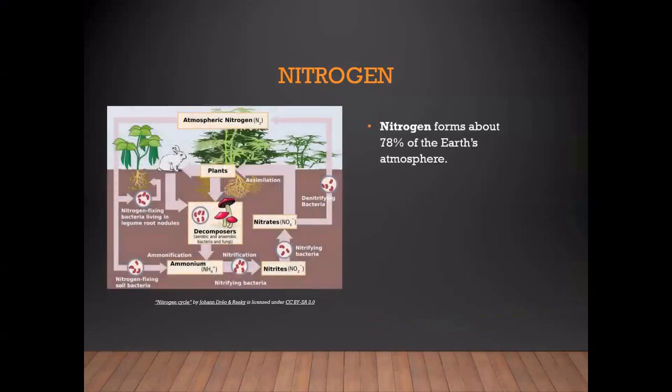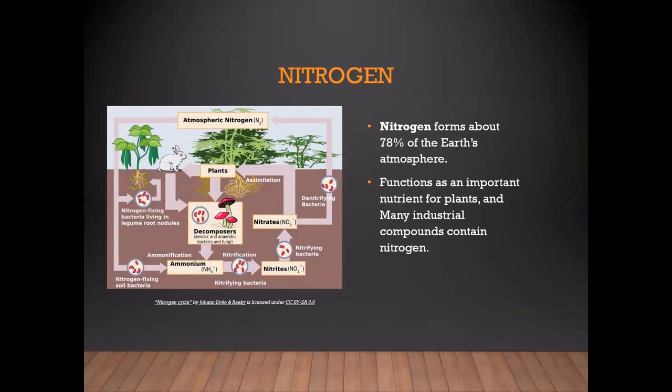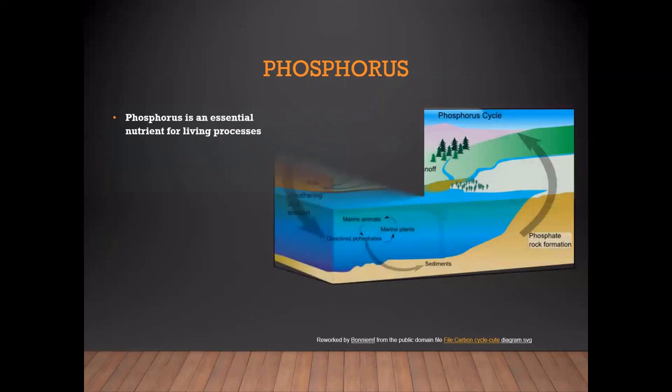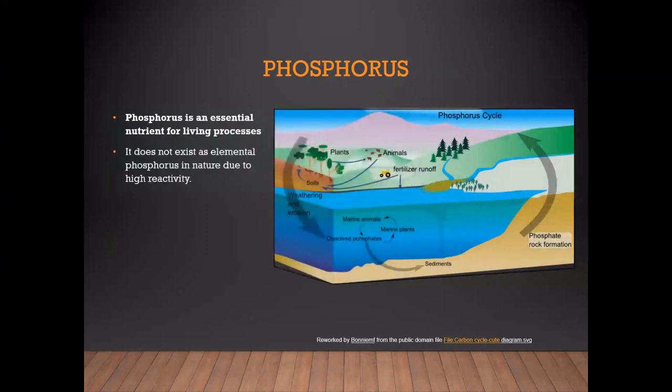Nitrogen forms about 78% of the Earth's atmosphere. It functions as an important nutrient for plants, and many industrial compounds contain nitrogen. As with carbon and water, it has a cycle that takes it through soil, water, air, and back into the living environment. Phosphorus is an essential nutrient for living processes. It does not exist as elemental phosphorus in nature due to its high reactivity, and it is often a limiting nutrient in aquatic ecosystems. As with the other elements, it too cycles.